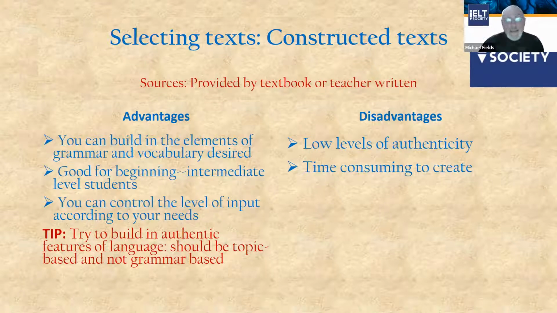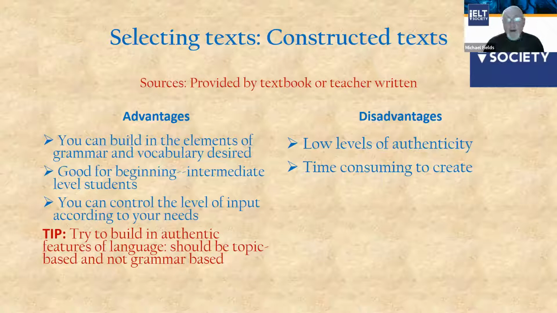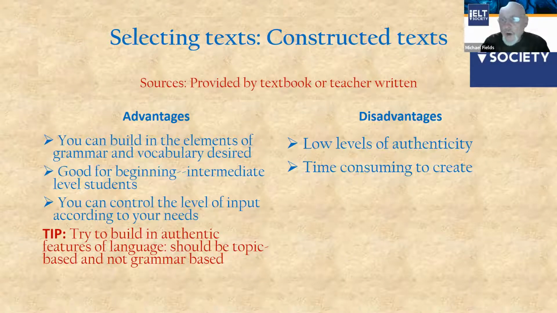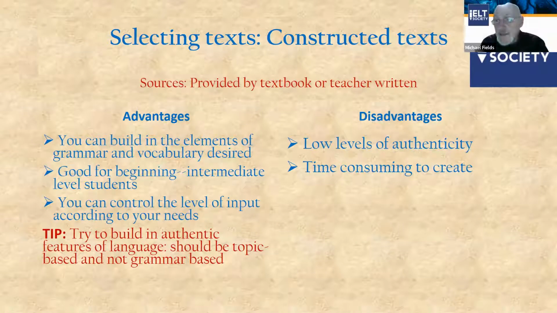The constructed texts are really good for our beginning and intermediate level students, where they're probably going to have a lot of trouble with any kind of authentic text. And just as Harwan was saying, you can control the level of input according to your needs. Now, I do want to give a tip here, and that tip is in red. If you are writing your own text, and there's nothing wrong with that, I'm just offering these two. I'm not saying one is better. I'm just offering these two ideas: authentic text, constructed text.